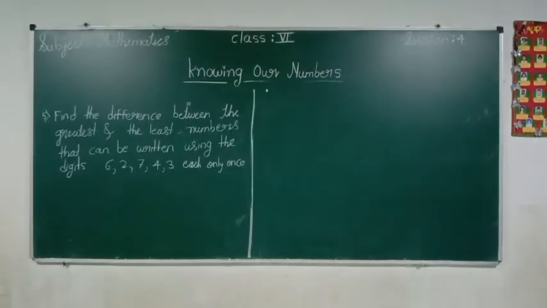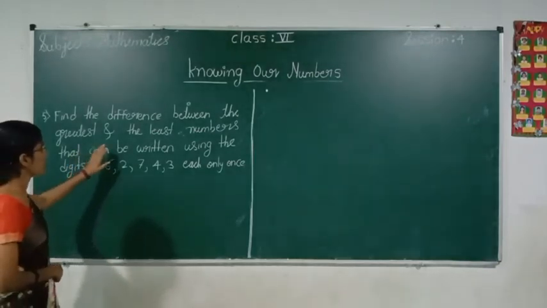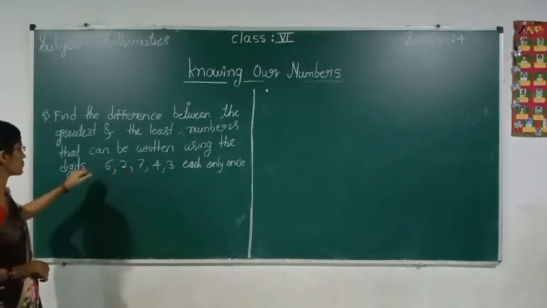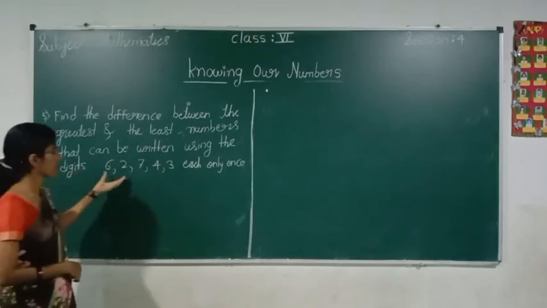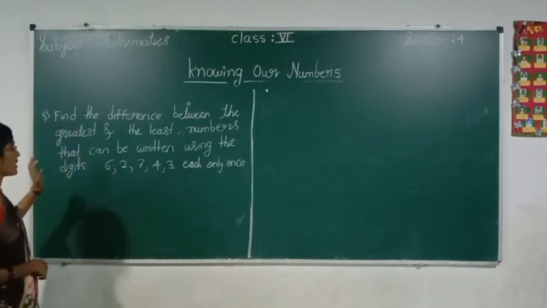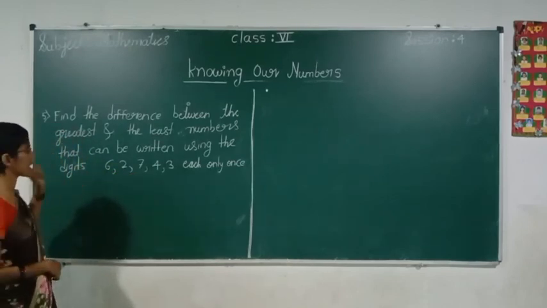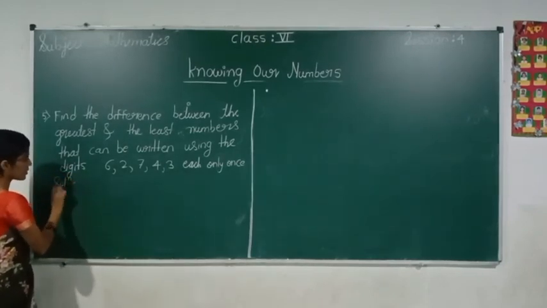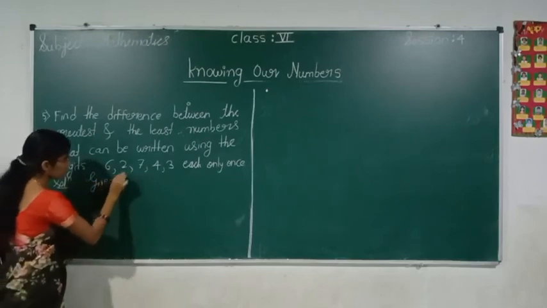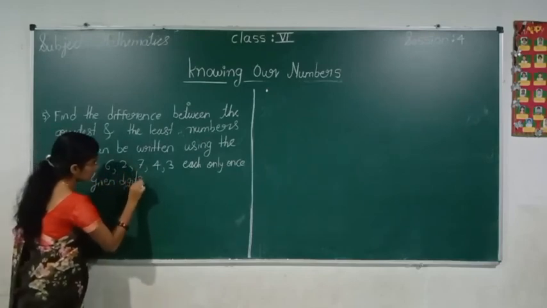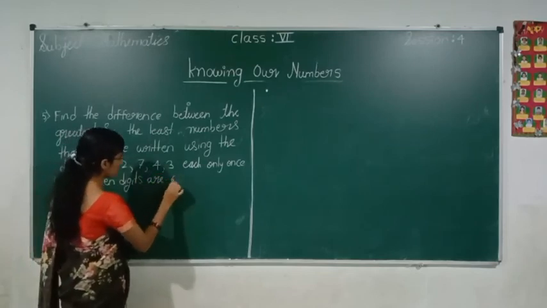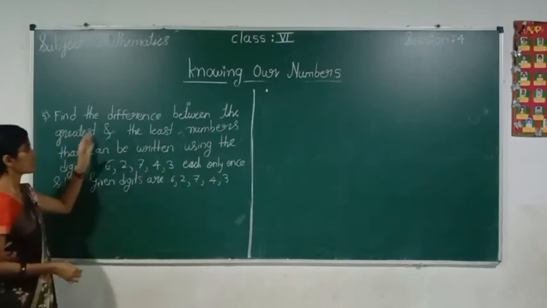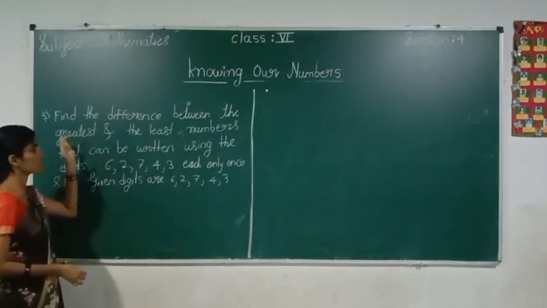Now see here, students, we will solve the fifth question here. Find the difference between the greatest and the least numbers that can be written using the digits. See here, they have given digits. What do we have to do? We have to find the difference between the greatest and the least number. What are the given digits? The given digits are 6, 2, 7, 4, 3. What is the difference between the greatest number and the least number?